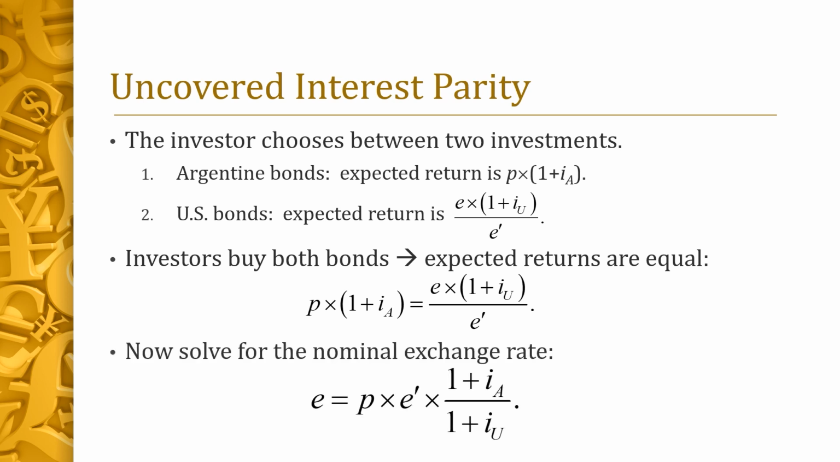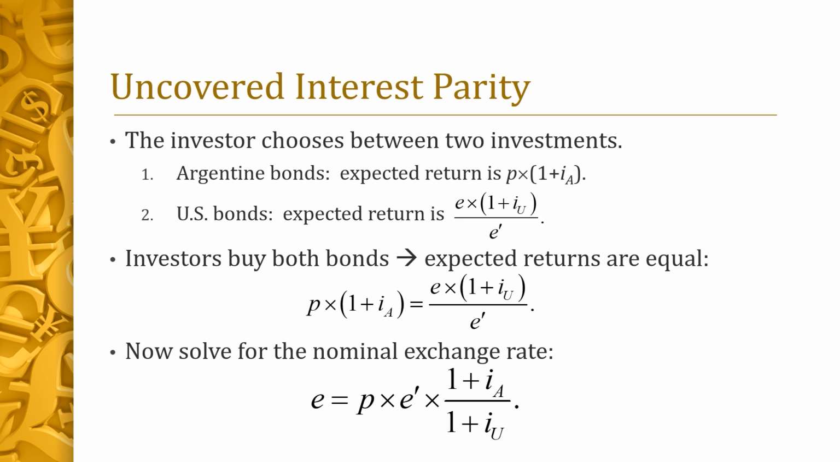We then multiply both sides by E prime and divide both sides by 1 plus IU to obtain a formula for today's nominal exchange rate E. It must equal the Argentine repayment probability of P times next year's nominal exchange rate of E prime times the ratio of the promised gross return of Argentine bonds, 1 plus IA, to the promised gross return of U.S.